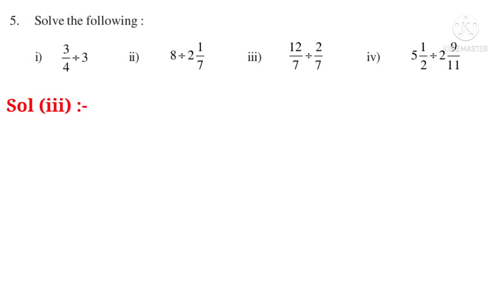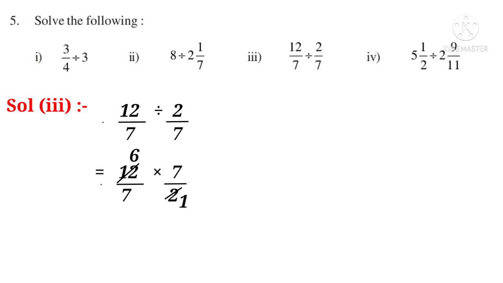Solution 3: 12 by 7 divided by 2 by 7. This can be written as 12 by 7 into the reciprocal of 2 by 7, which is 7 by 2. On simplification by 2, 2 ones are 2, 2 sixes are 12. On simplification by 7, 7 ones are 7. So on multiplying, numerator 6 into 1 is 6. In the denominator, 1 into 1 is 1. So 6 by 1 is equal to 6.